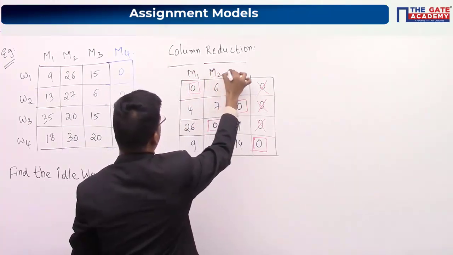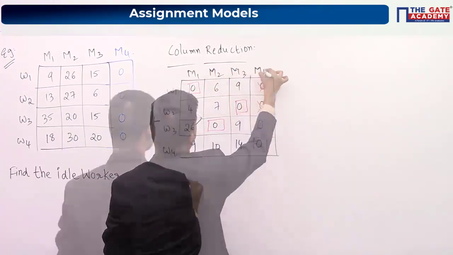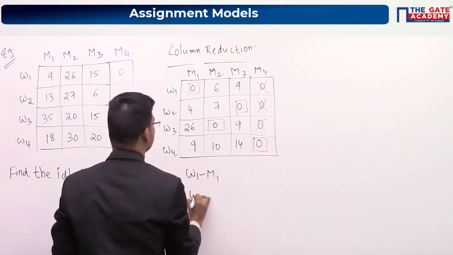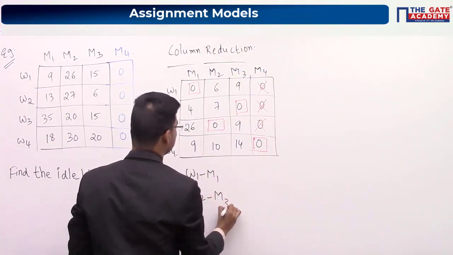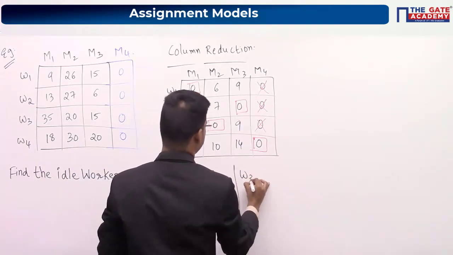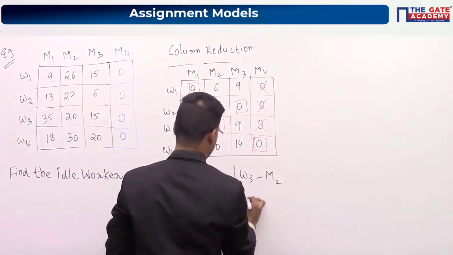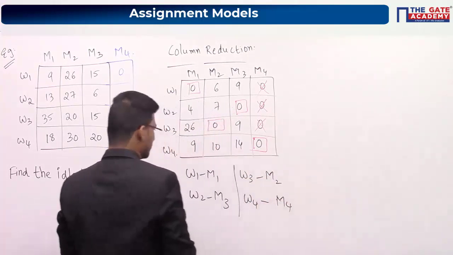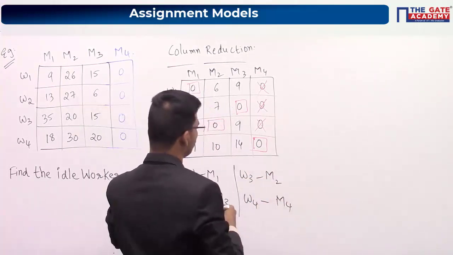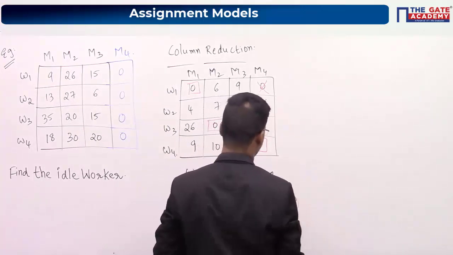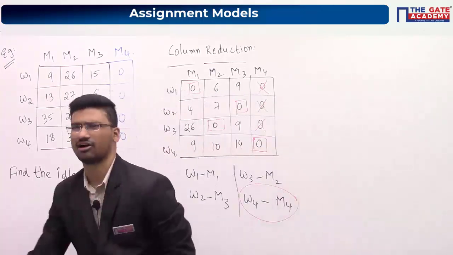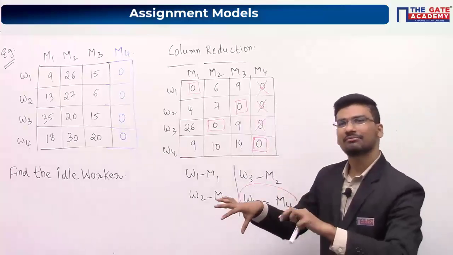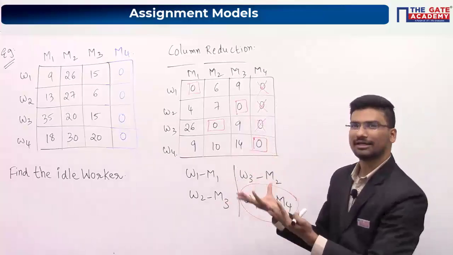Machine 1, 2, 3 and 4. So your assignment will be W1, M1, now W2, M3, W3, M2 and W4 it is M4. As you are assigning worker 4 to a dummy machine, your worker 4 will be your dummy worker or idle worker. So what is the literal meaning of this?